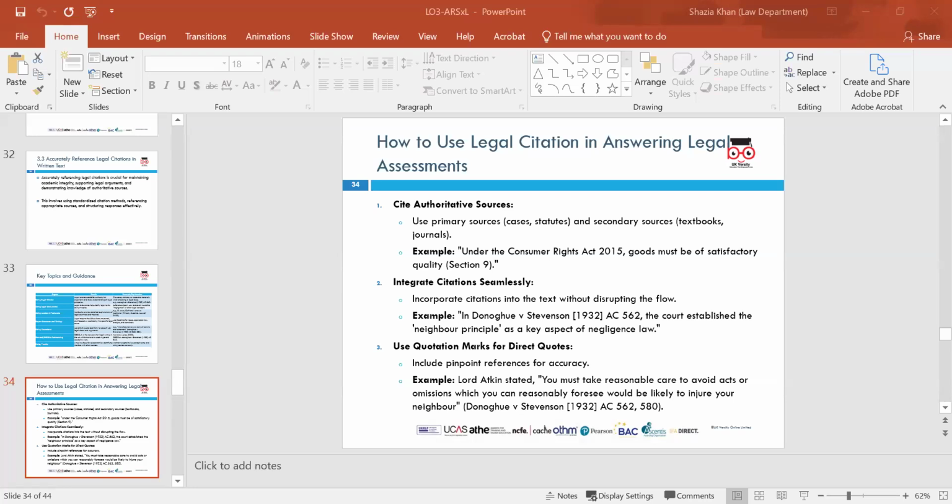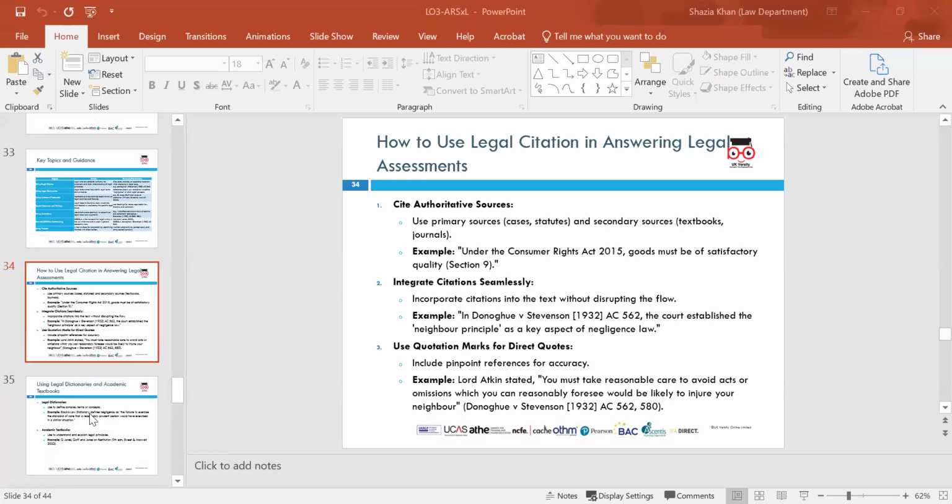For example, in Donoghue v Stevenson 1932, the court established the neighbour principle as a key aspect of negligence law. Use quotation marks for direct quotes. Include pinpoint references. Example: Lord Atkin stating you must take reasonable care to avoid acts or omissions which you can reasonably foresee would be likely to injure your neighbour. Donoghue v Stevenson 1932.